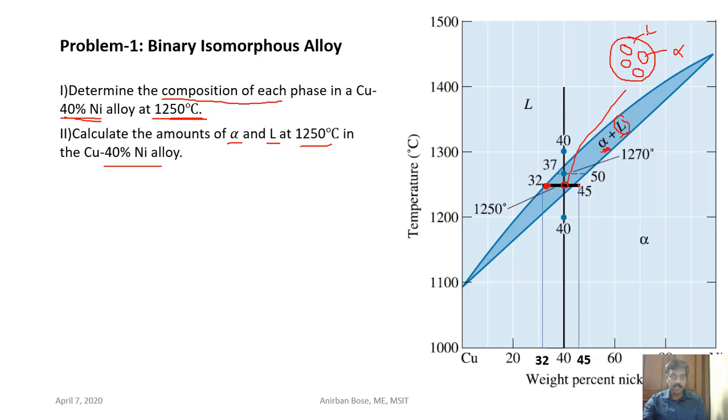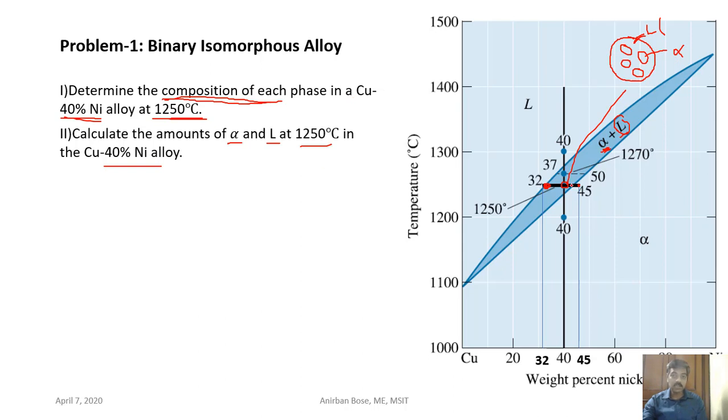Now in this liquid, what are the components present? The components present are nickel and copper. In the alpha solid phase, what are the components present? The components are again copper and nickel, but their compositions are different. That means, what is the fraction of nickel present in the liquid portion? That is the question you have to find out, the composition of each phase. That means you have to find out in the liquid what fraction is nickel and what fraction is copper, and in the alpha phase what fraction is nickel and what fraction is copper. So this is what we mean by the composition of each phase.